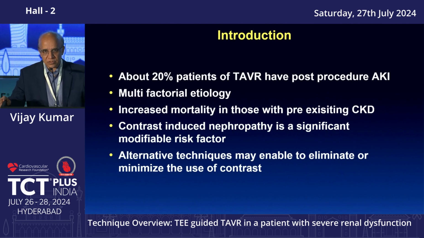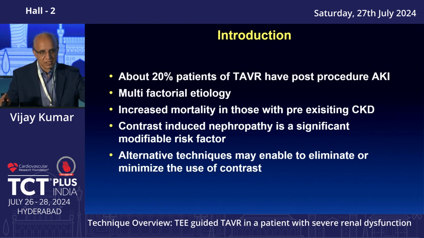Introducing the topic, different literatures have quoted that somewhere between 3 to 50% of patients undergoing TAVI can have acute kidney injury, and on average 20% of patients undergoing TAVI can have acute kidney injury. And this is of multifactorial etiology. If a patient has chronic kidney disease with severe renal dysfunction, their long-term outcomes are very gloomy if you have not been careful while performing the procedure.